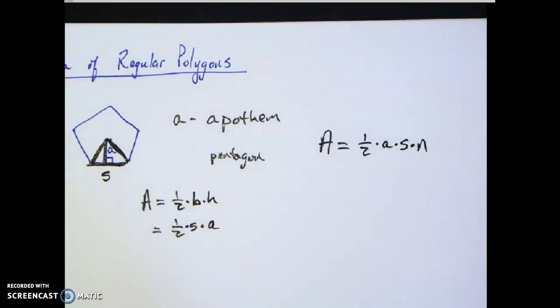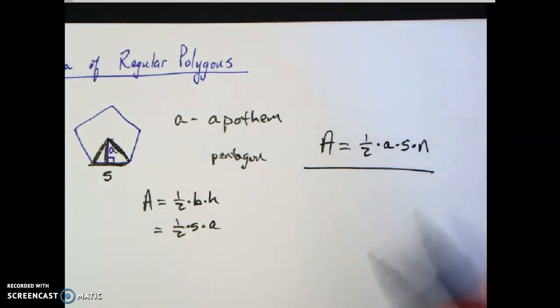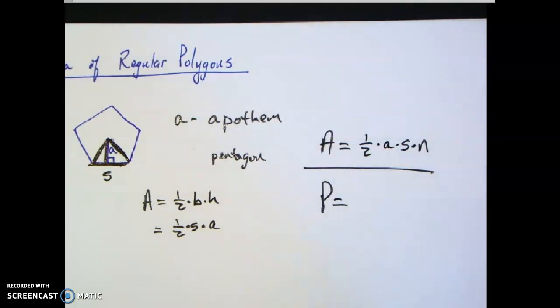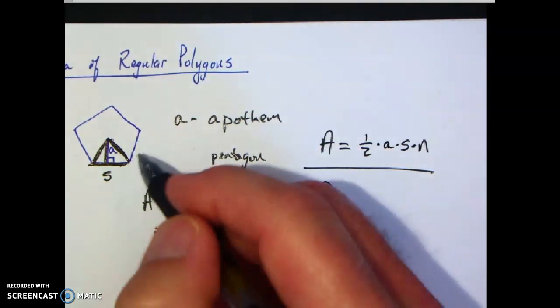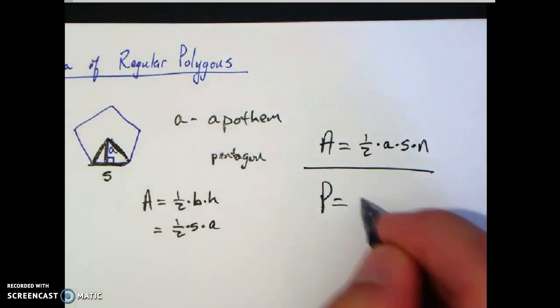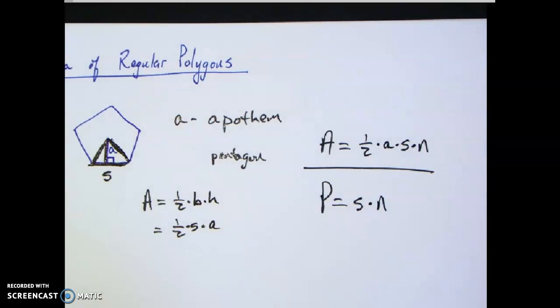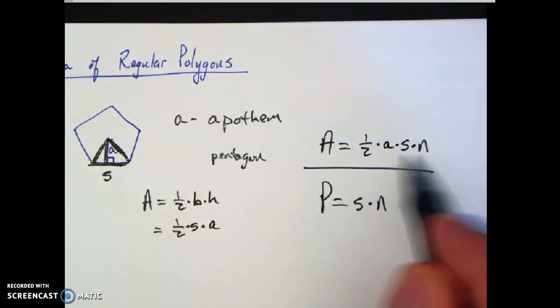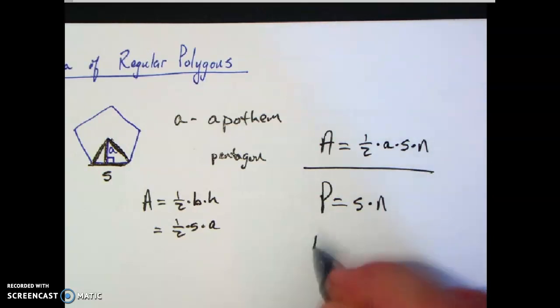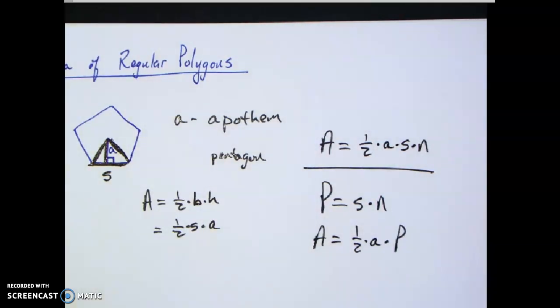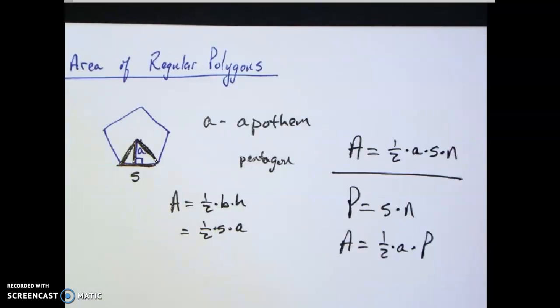Now the other thing, we know to find the perimeter of polygons we could take however many sides it has times the side length. So we have another formula where we are just substituting perimeter in for s times n. So we could take 1/2 times a, the apothem, times p, the perimeter, and we would be doing the same thing, finding the same area.